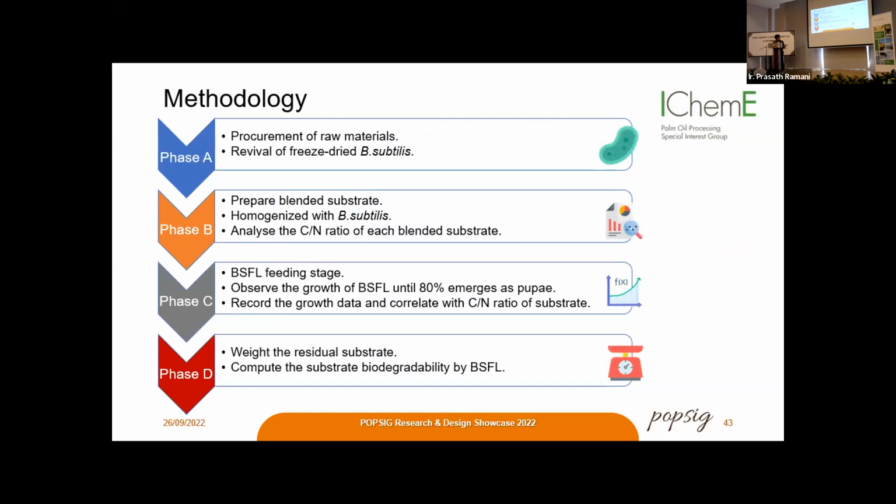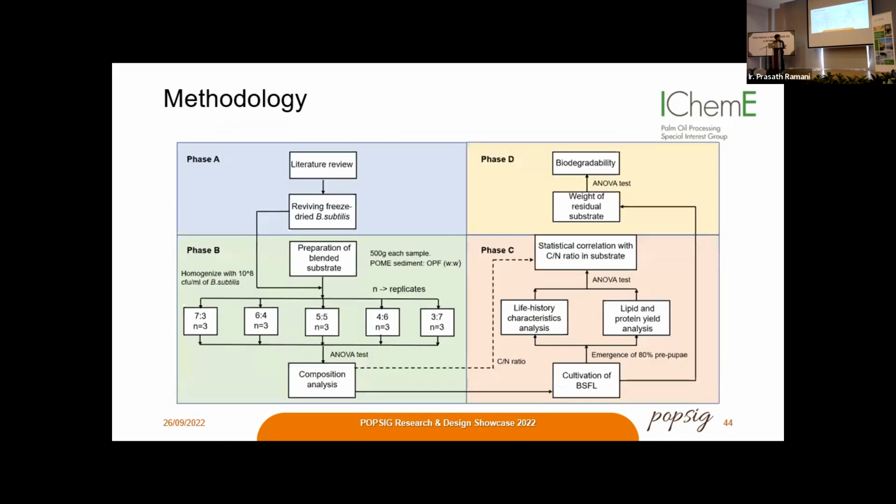And here's the methodology for this research proposal. We have subdivided the project into 4 phases. So I will walk you through the methodology through this workflow. In phase A, we will basically do all the preparation work where we procure all the required materials such as the POME, OPF, and also the bacteria. And also we will revive the B. subtilis and multiply it to the numbers that we desire.